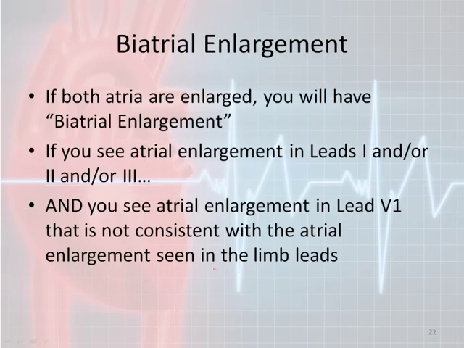Now in a biatrial enlargement, both atria are enlarged. What will happen is you'll see atrial enlargement in 1 and/or 2 and/or 3, and then you'll see atrial enlargement in V1 that is not consistent with the atrial enlargement seen in the limb leads. Let me explain what this means.